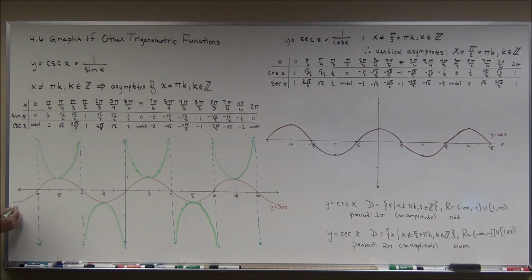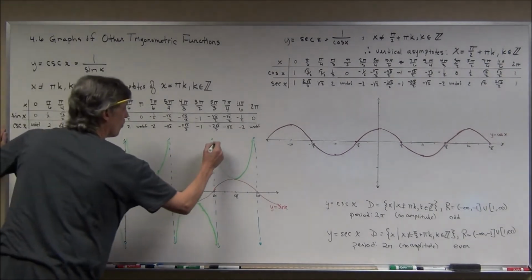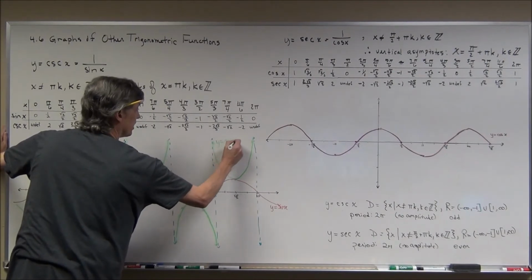And so on here. Let's see, it'd be about like this, I guess. Okay. And you can see how your graph looks. This is, remember, in the green here. Y equals the cosecant of x.